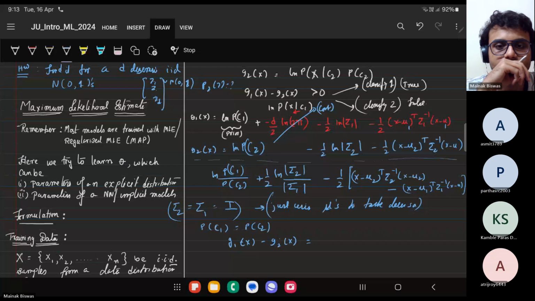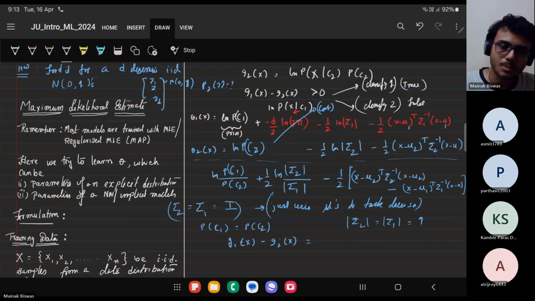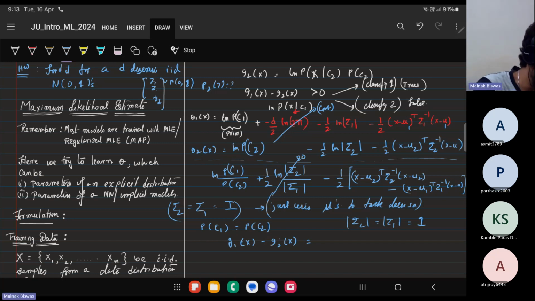This second term will become 0, since the determinant of sigma 2 is equal to determinant of sigma 1 is equal to 1, right? For identity matrix. So this becomes 0, and then what happens to the next term? Minus half, both become equal, become I, therefore it is x minus mu2 transpose x minus mu2 minus x minus mu1 transpose x minus mu1.